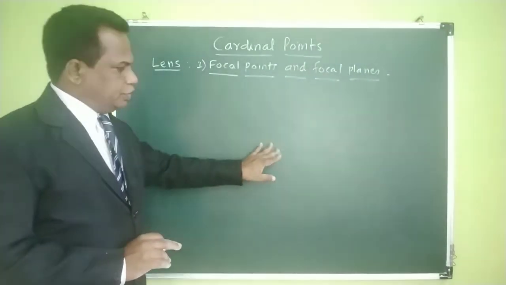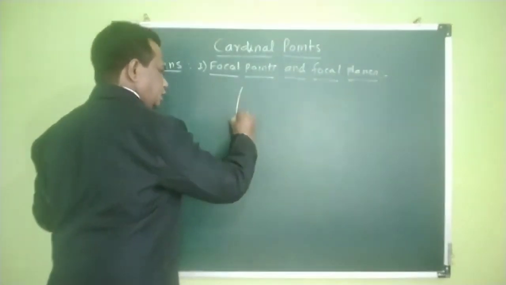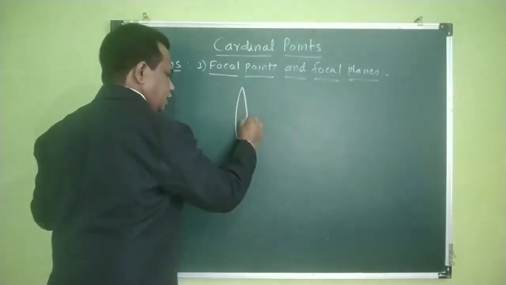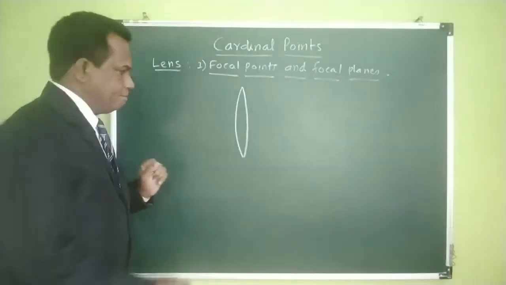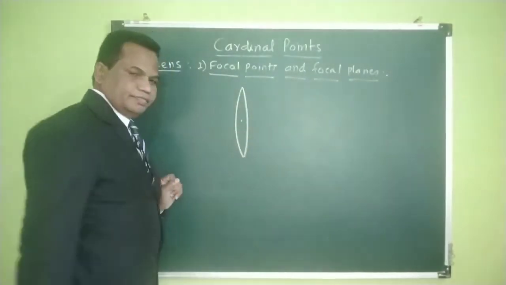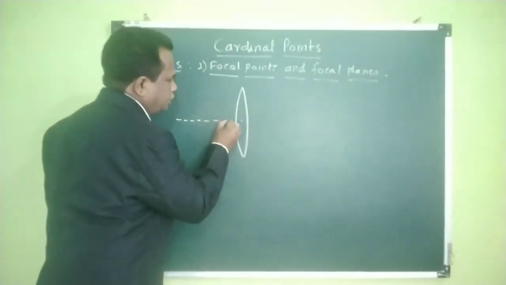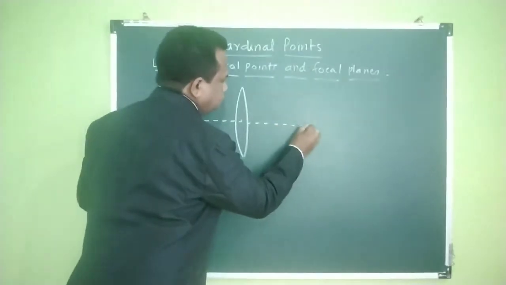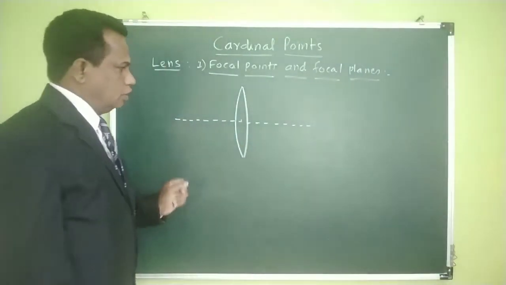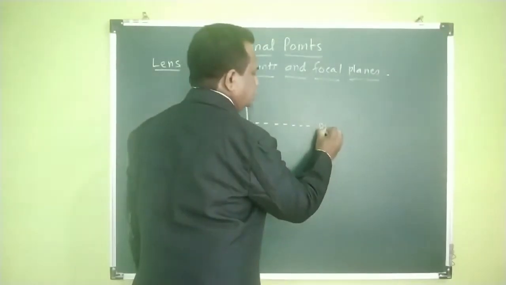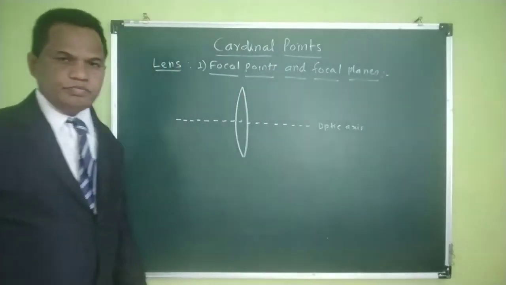For the sake of simplicity, I will take the thick lens, or you may call it the thin lens. You may consider any one lens. This is the double convex lens. This is the center of the lens. I can draw a line passing through the center of the lens. This axis is called the optic axis, or it is also called the principal axis.